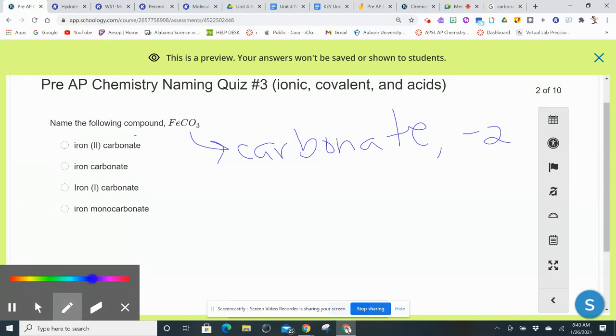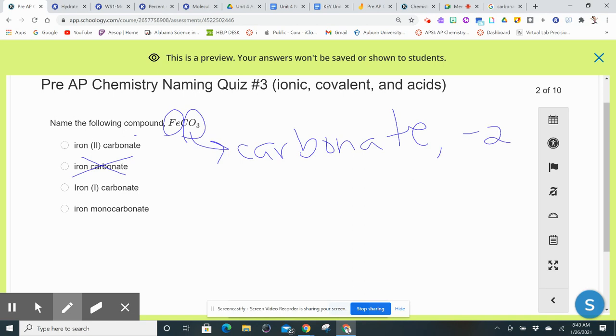All right, so if carbonate is a -2, what does the iron, and there's only one of them. I can look here and see there's just one carbonate and there's just one iron. So if carbonate is -2 and there's one of them, what does the charge on the iron have to be? A +2. So this one's out because the iron, you have to have a Roman numeral.